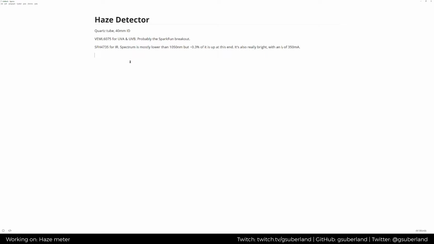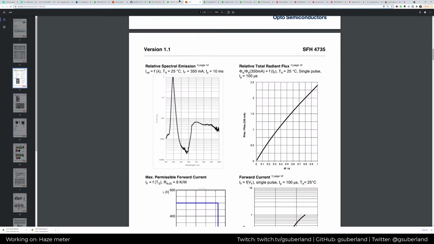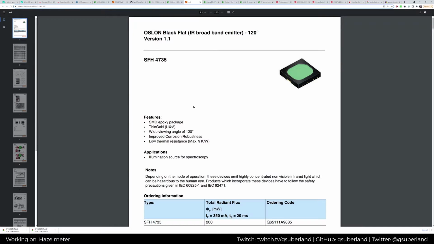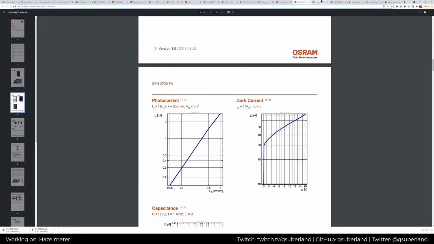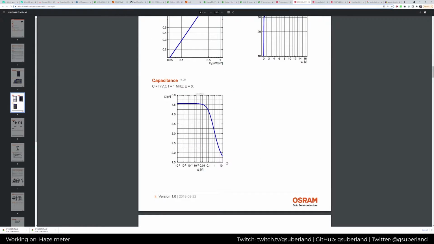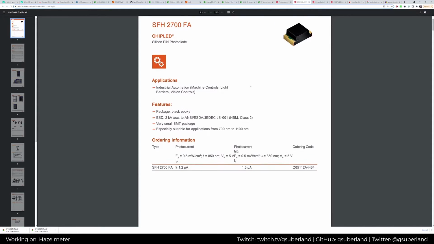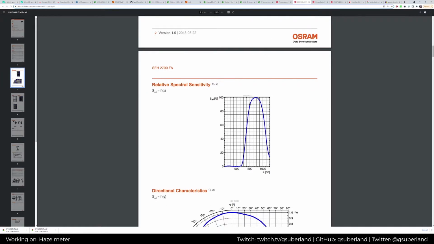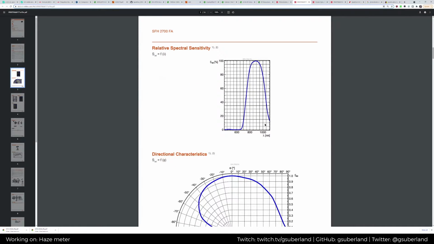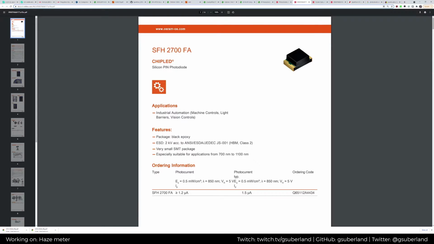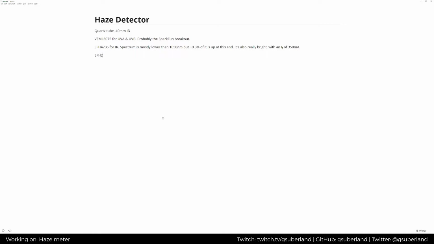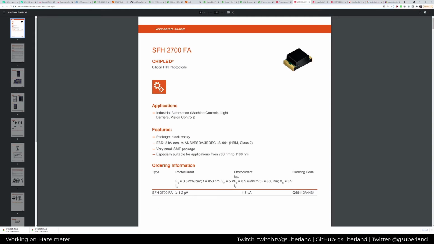Okay, so then, what was it? Yeah, so this is the one I was looking at here. This is the one that I was looking at for IR, right? Yeah. So this is the SFH 2700 FA. Oh, okay, so they're both by Osram.